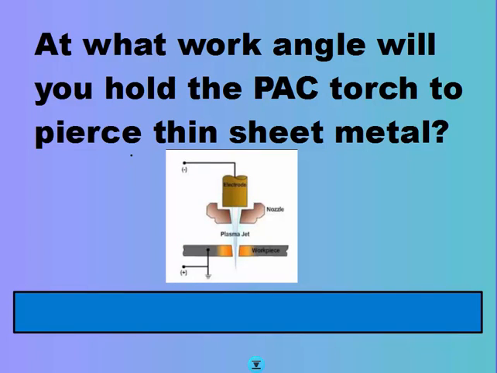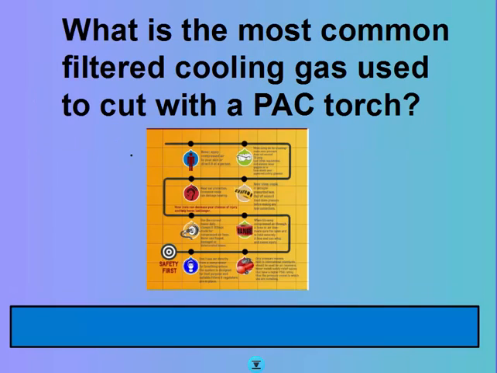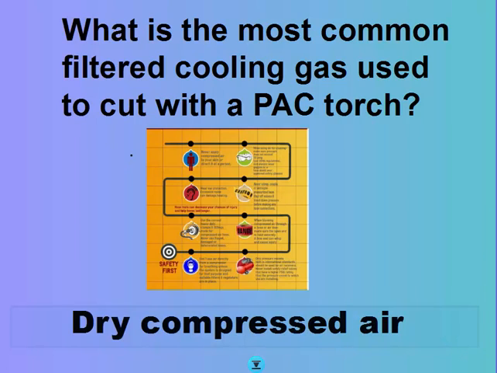At what work angle will you hold the PAC torch to pierce thin sheet metal? The answer is 0 degrees. What is the most common filtered cooling gas used to cut with a PAC torch? The answer is dry compressed air.